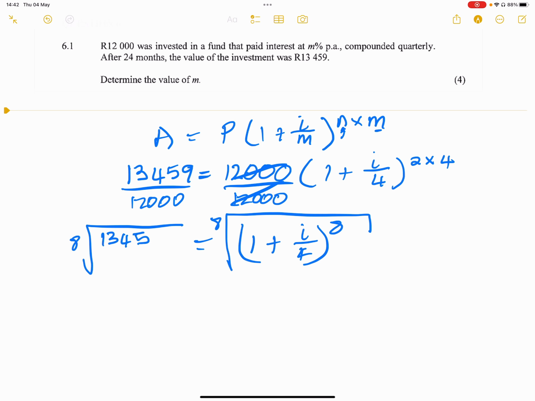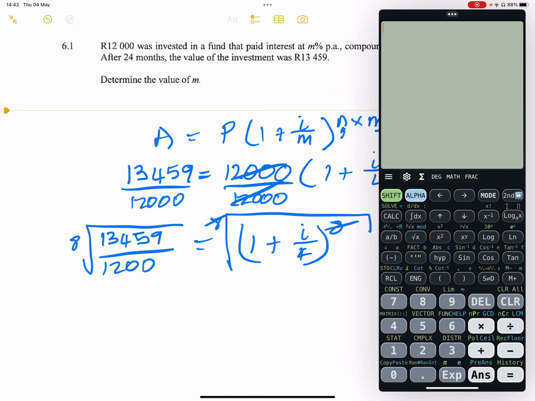I don't want to round off, so I'm just going to keep these values. So remember, this cancels with that. So let's do that quickly. I am going to take the 8th root, so shift, there's the 8th root of, in our fraction, we've got 13,459 divided by 12,000. That's 1.014, just to make sure that we are as accurate as possible.